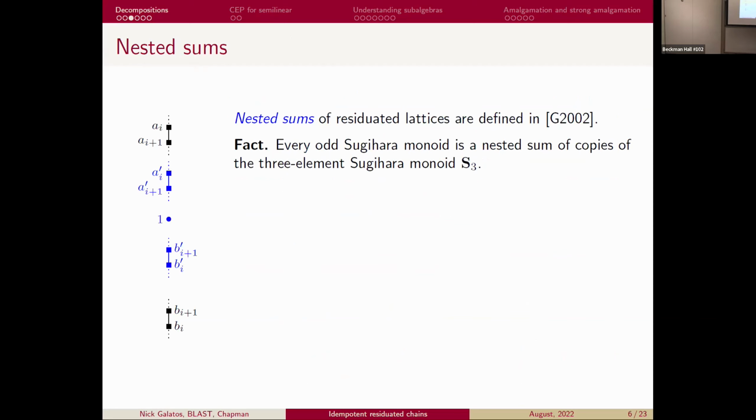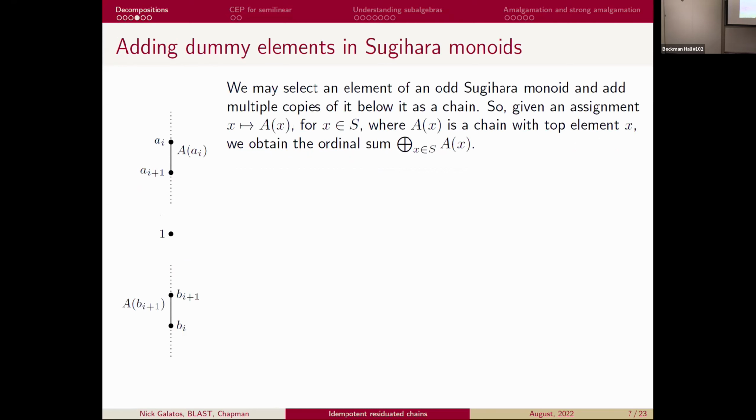One of the things you could do with either the commutative or the non-commutative is to shove one inside the other. So think of the black one sitting outside, and you have the identity, remove the identity of the black one and put in its place the blue one. I call this the nested sum construction, and it always produces an idempotent residuated chain. And if you do that with the three element Sugihara monoid of the commutative case repeatedly, you can get all of the commutative Sugihara monoids this way, because you get this arbitrary chain in the bottom that you want. I'm going to skip the formal definition.